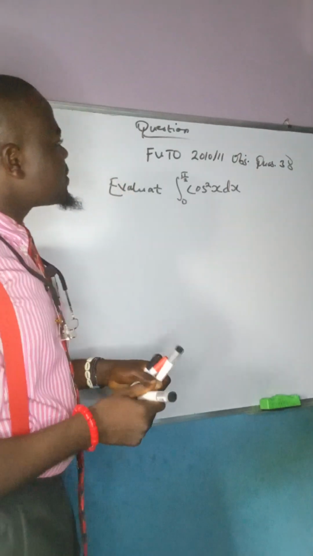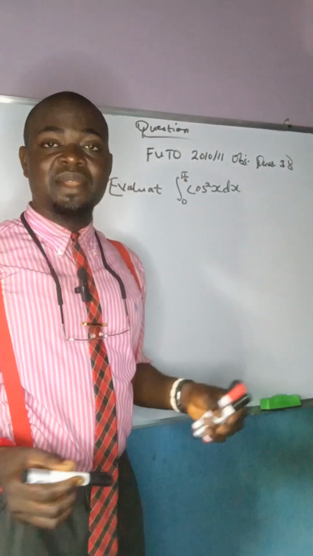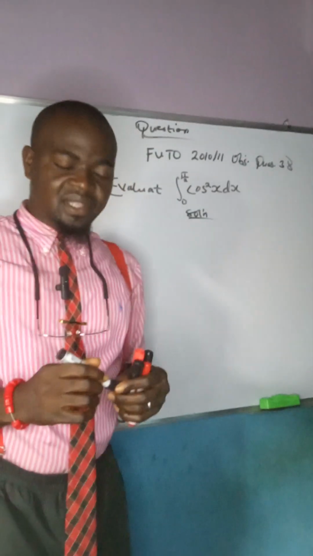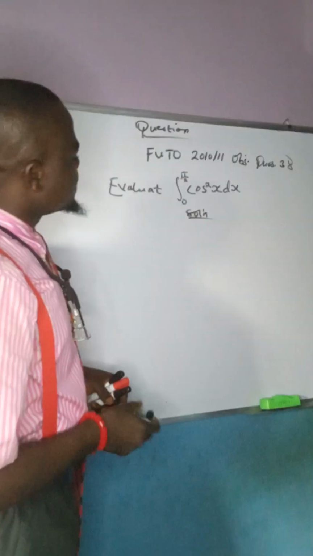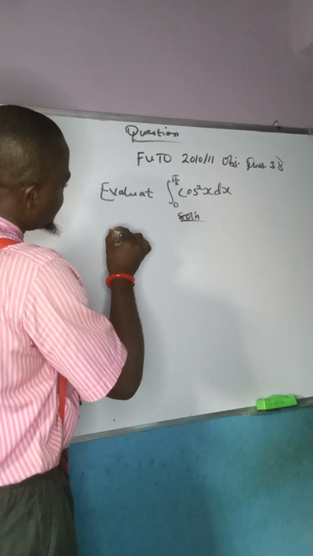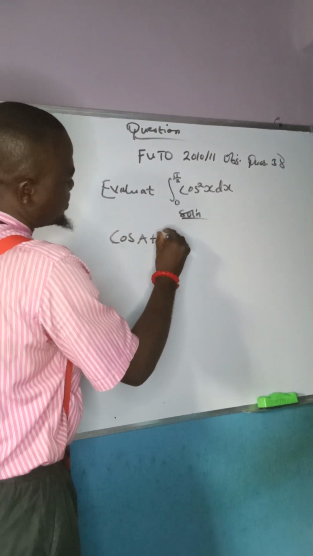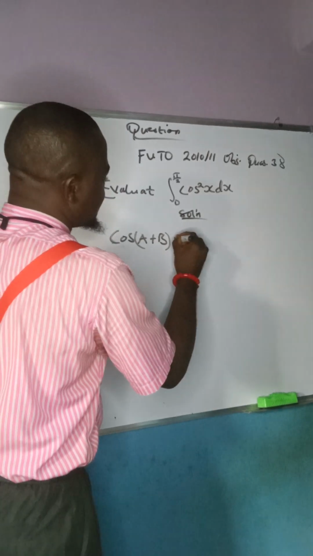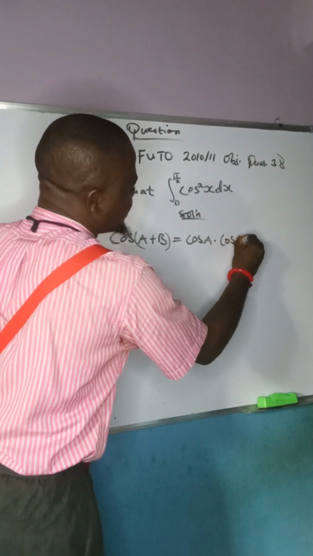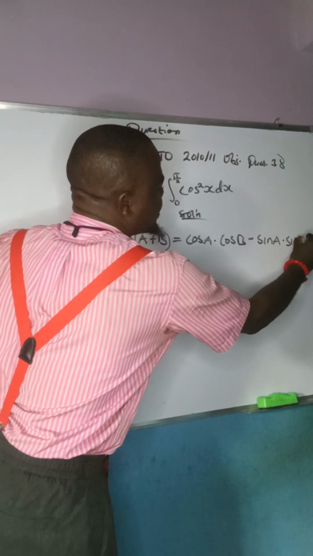Yes. So the first thing to do, whether you know it or not, is to write solution so that the person beside you will have hope. So imagine FUTO giving this as an objective question. Now you cannot solve this directly. From primary 5 or so, we all know that when we have cos A plus B, it will be equal to cos A dot cos B minus sin A dot sin B.